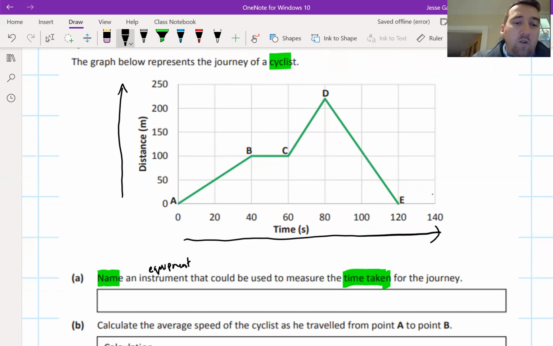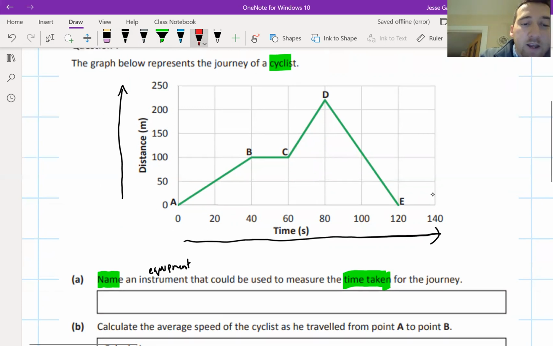Okay, so go ahead. I'm going to write this down. If you're working exam papers, write it in. If you're working in your copy, let's go ahead and write. It's question 7A, and we're naming an instrument. So what's the name of the instrument measuring time? Pause the video and write down the answer now.